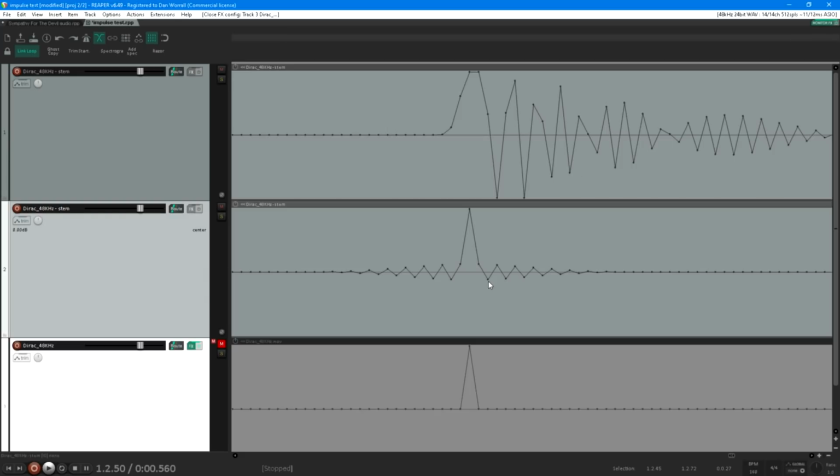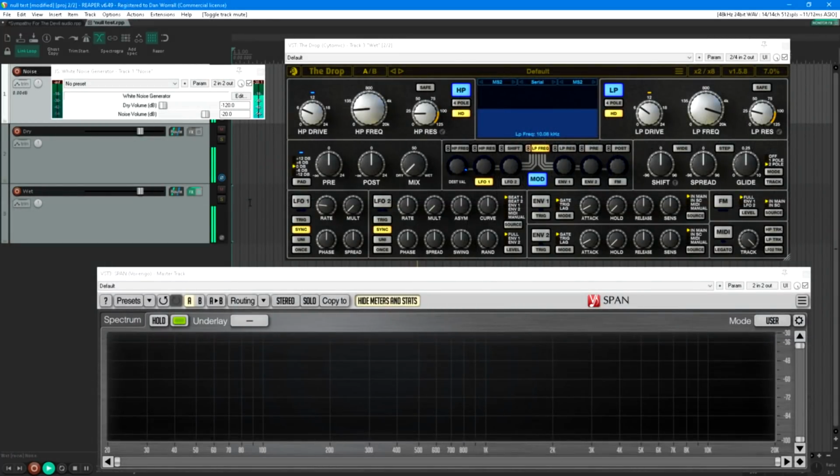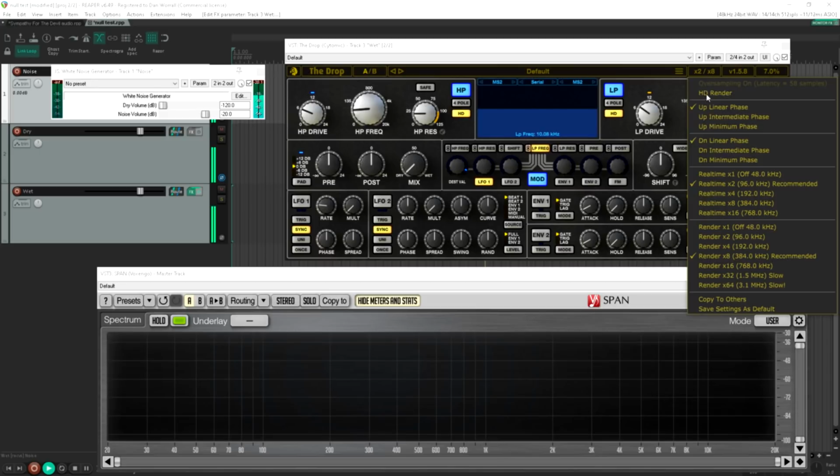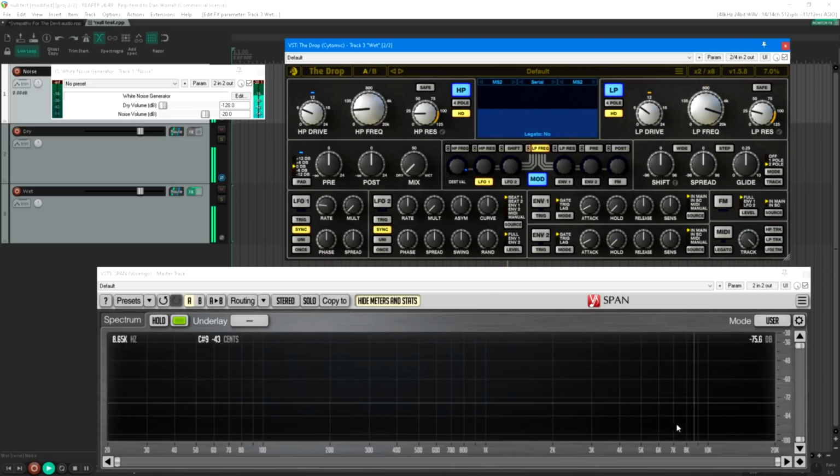Anyway, let's try a null test. And just to show that FabFilter are not the only developers that know how to do oversampling properly, here's the Drop from Cytomic. The mix knob is set all dry, so there's no filtering going on, other than the up and down sampling filters for the default 2x oversampling. And we're not seeing any difference on the analyzer.